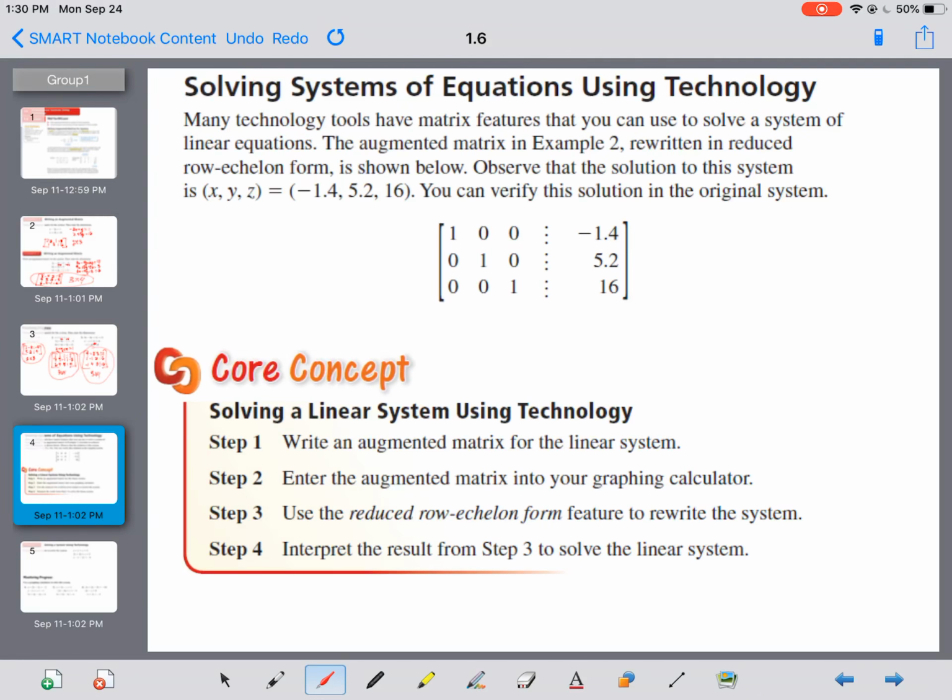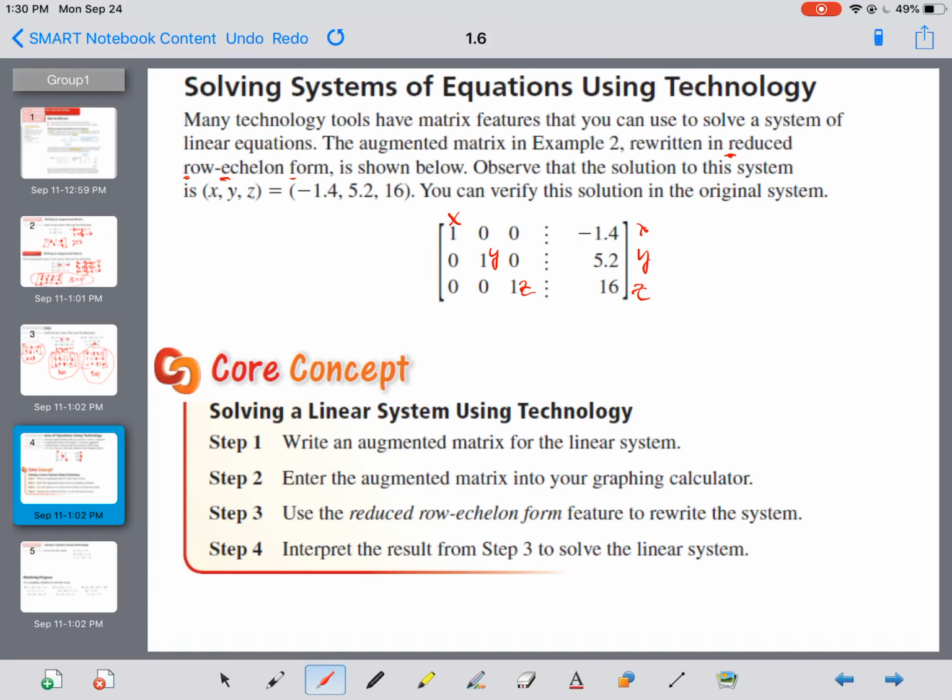Many technology tools have matrix features that you can use to solve a system of linear equations. The augmented matrix in example 2, rewritten in reduced row echelon form, that's RREF, is shown below. Observe that the solution to the system is x, y, z, or this is 1x, 1y, 1z, so x, y, and z in order.